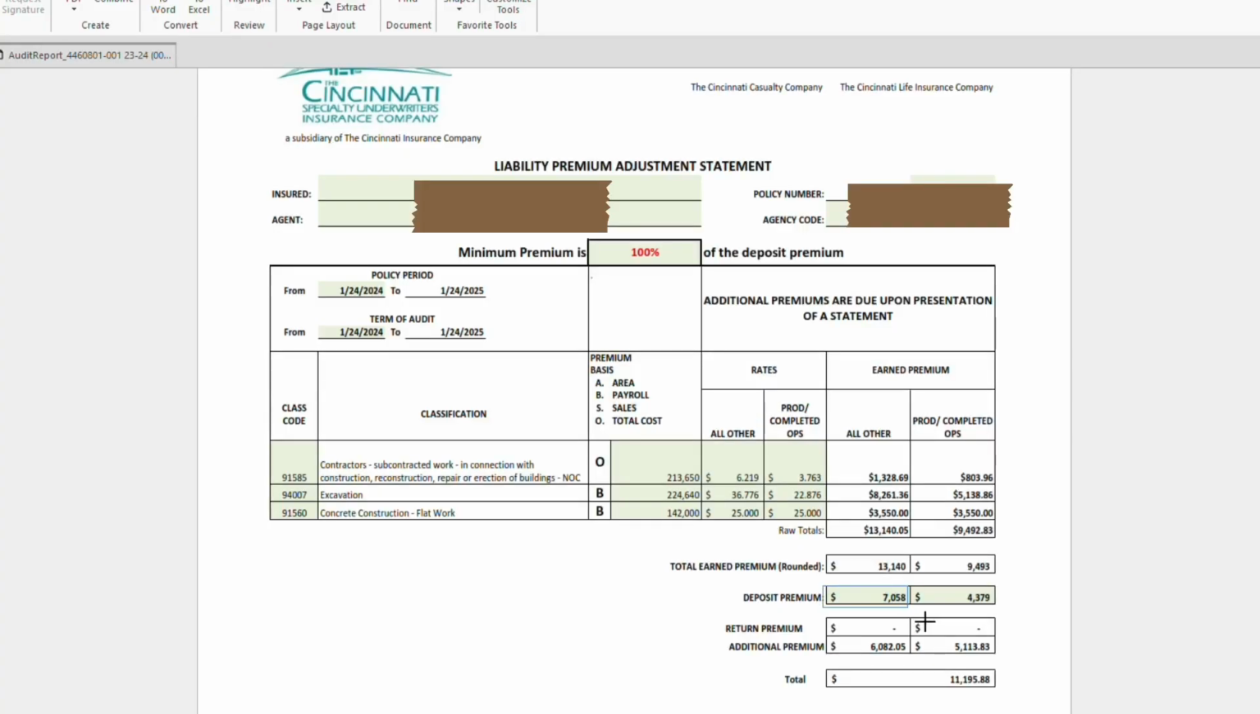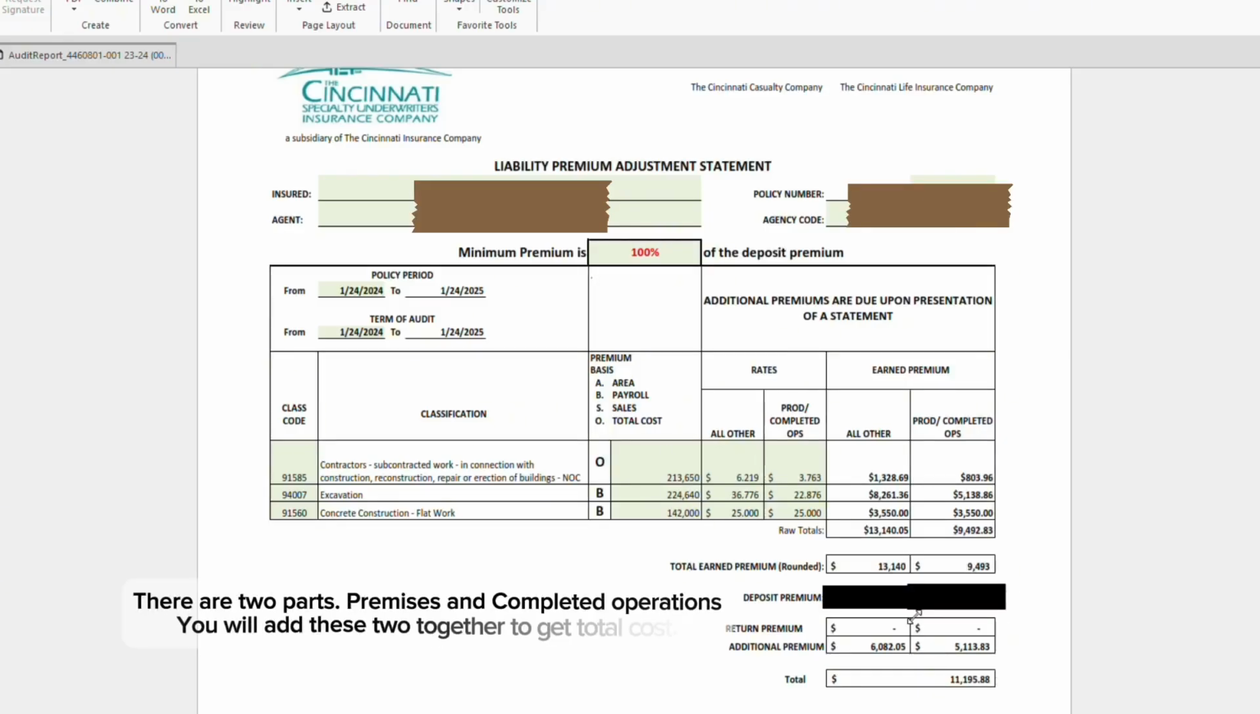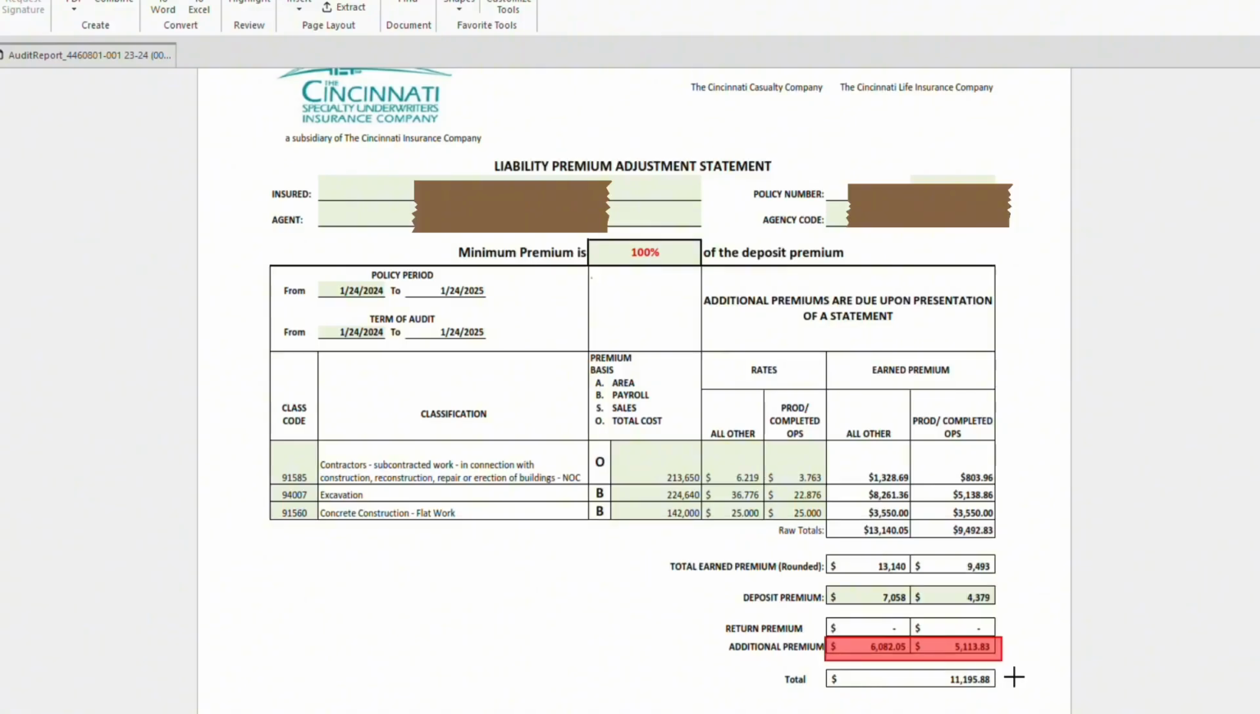In fact, they had estimated the number so low that they were only planning on paying $7,058 for this section and $4,379 for the completed operation section. We can talk about that more in another video. At the end of the day, they ended up having an additional premium, which is this section right here, which resulted in over $11,000 in additional cost to the company.